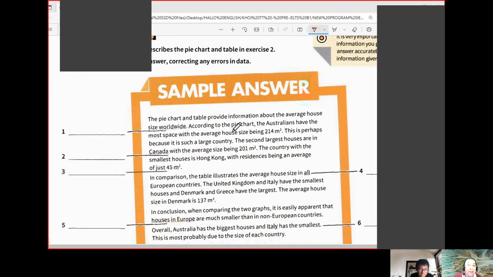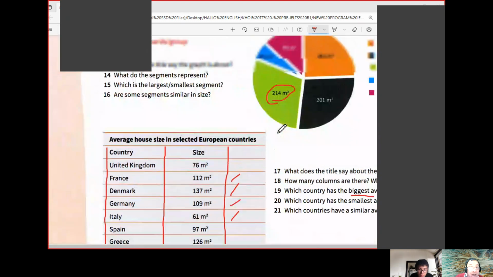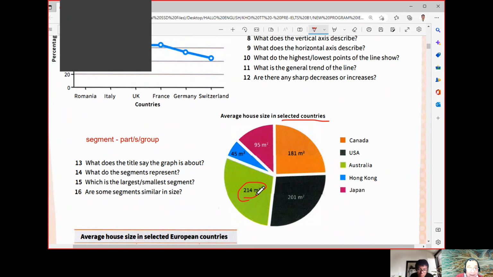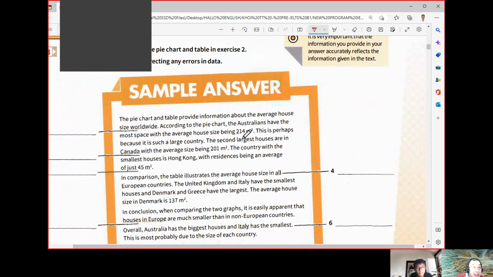According to the pie chart, the Australians have the most space, with the average house being 214. Is this correct? Let's see. Australia. According to the pie graph, is it 214 square meters? Yes, 214 square meters. So that is correct. This is perhaps because it is such a large country.